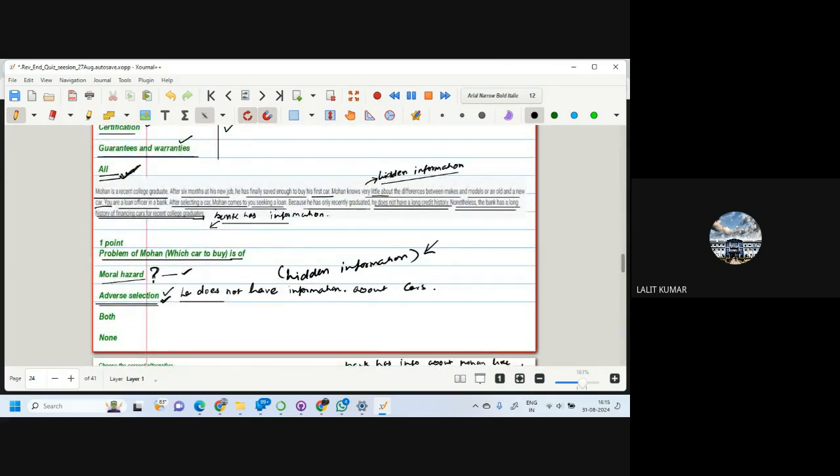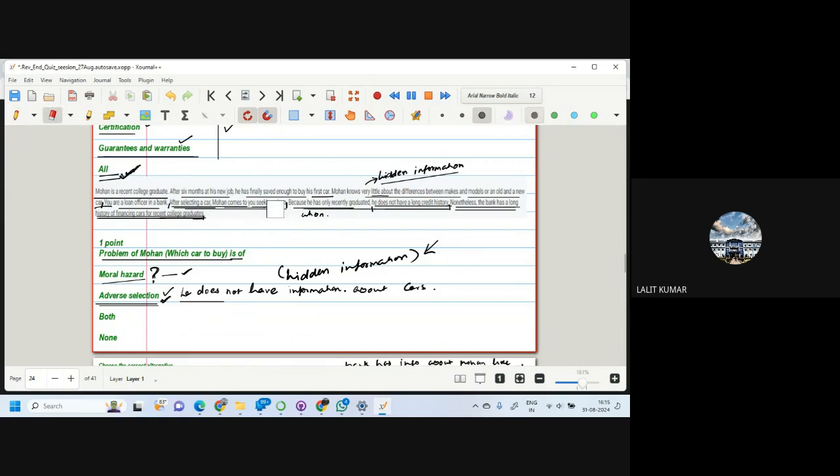Okay, Mohan is a recent college graduate. After 6 months at his new job, he has finally saved enough to buy his first car. Mohan knows very little about the differences between makes and models or an old and new car. You are a loan officer in the bank. After selecting a car, Mohan comes to you seeking a loan. Because he has only recently graduated, he does not have a long credit history. Nonetheless, the bank has a long history of financing cars for recent college graduates.